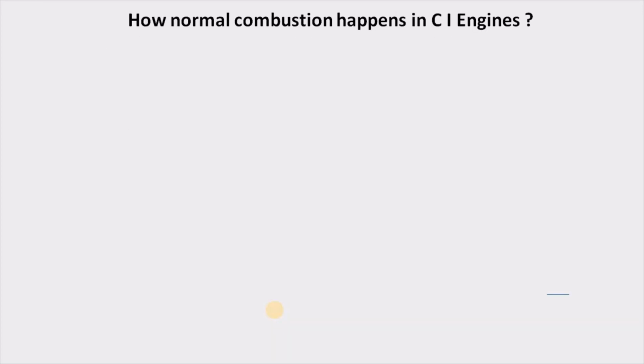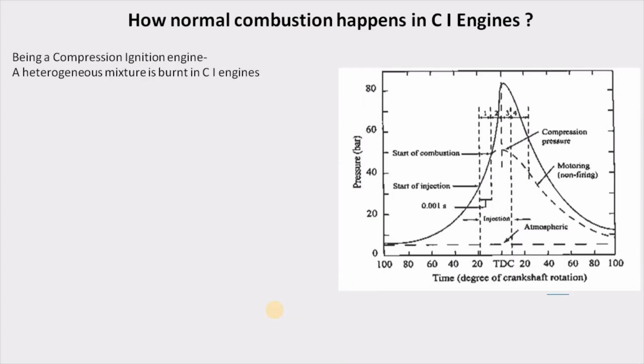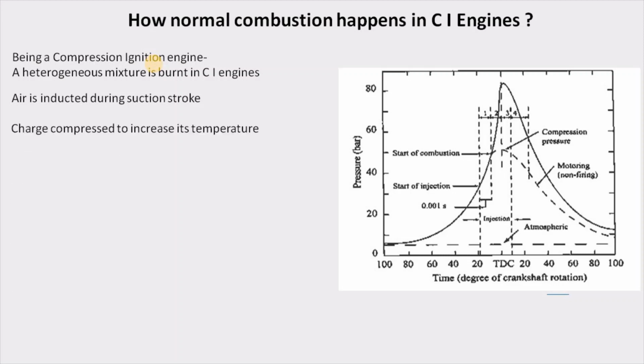Now let us move on to discuss how normal combustion happens inside the combustion chamber of a CI engine. As we discussed, this is a compression ignition engine, and here we have a heterogeneous mixture which is going to be burned in a very controlled manner inside the combustion chamber. Initially we introduce air into the combustion chamber, and this air is compressed during the compression stroke. As we know, during the compression stroke, the piston is moving towards the top dead center. As the piston is nearer to the top dead center, at a certain instant we inject the fuel.